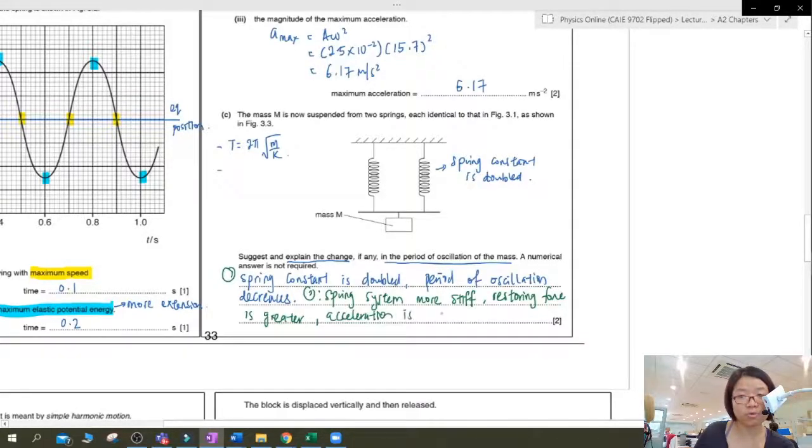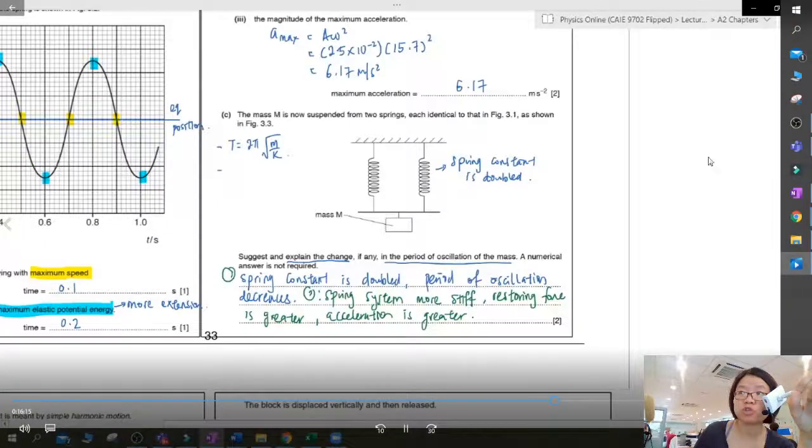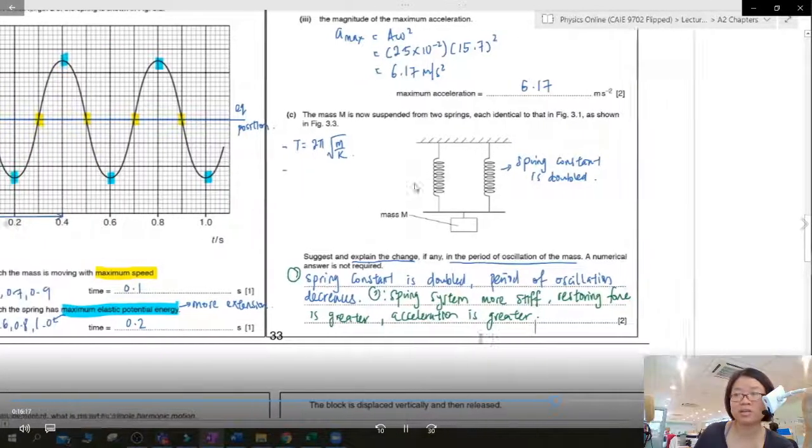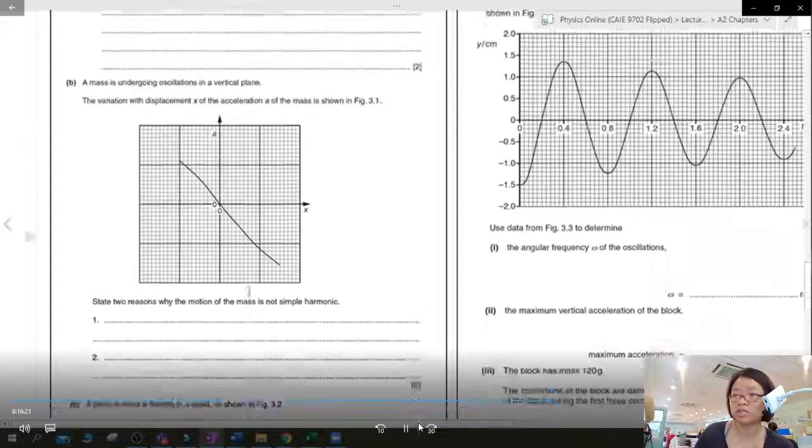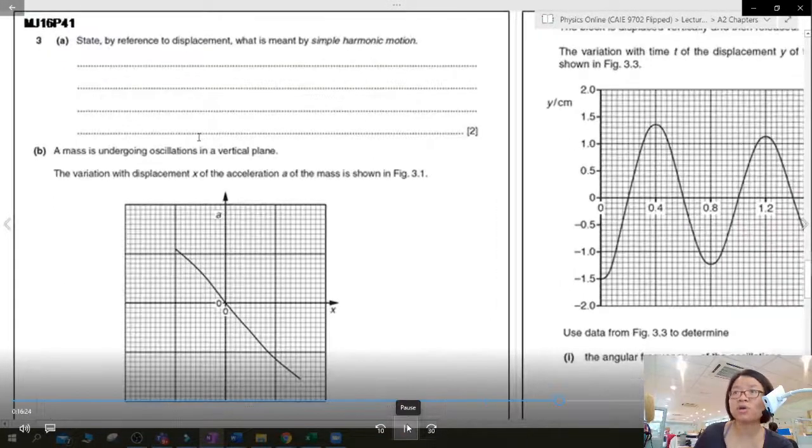The force to pull the mass back is greater because you are talking about a stiffer spring. So the acceleration is greater, then the movement is faster, and the period will decrease. Make sense? Alright, moving on.